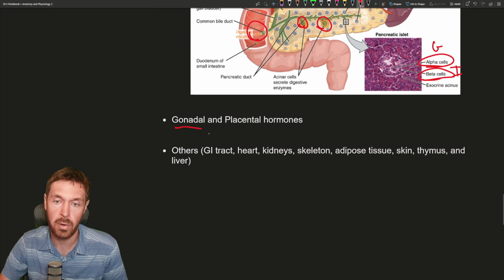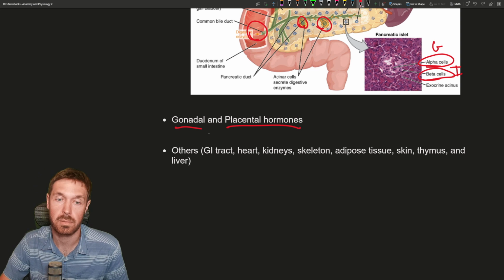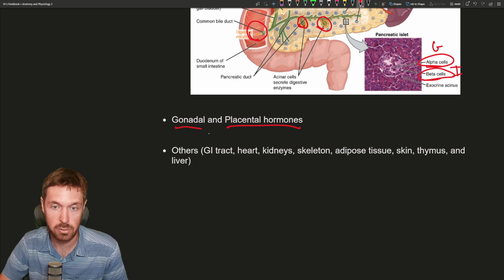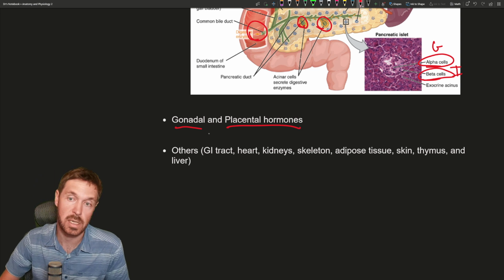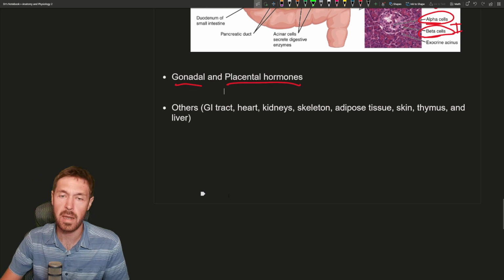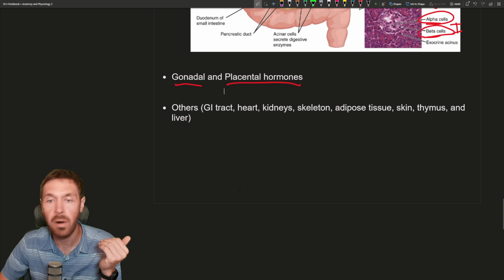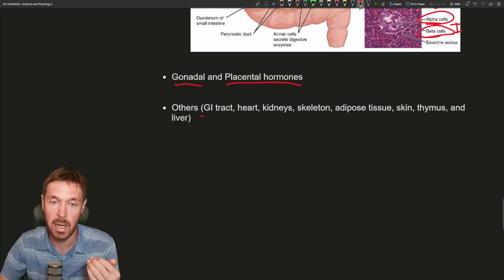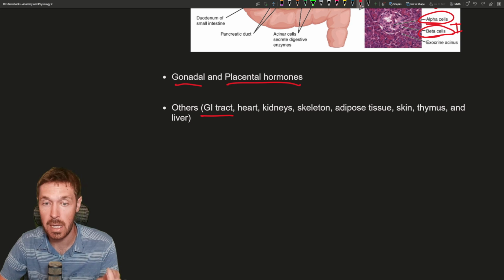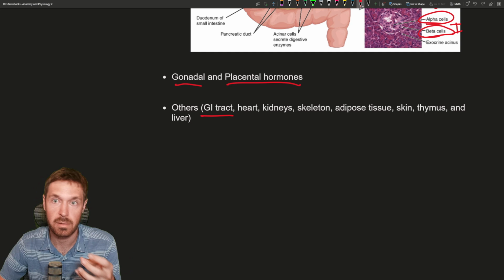And then there are the gonadal and placental hormones: testosterone, estrogen, progesterone, human chorionic gonadotropin, so HCG, and so forth. And then besides that, outside of this table, there are a lot of different hormones. Your gut has a lot of hormones, cholecystokinin, secretin, gastrin. All that is pretty much monitoring what's going on in your digestive system.